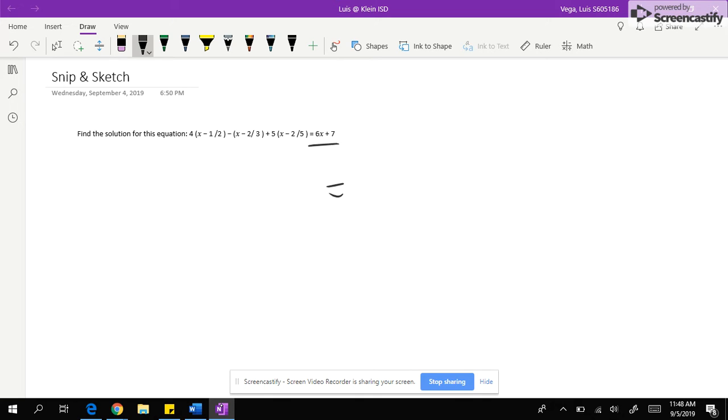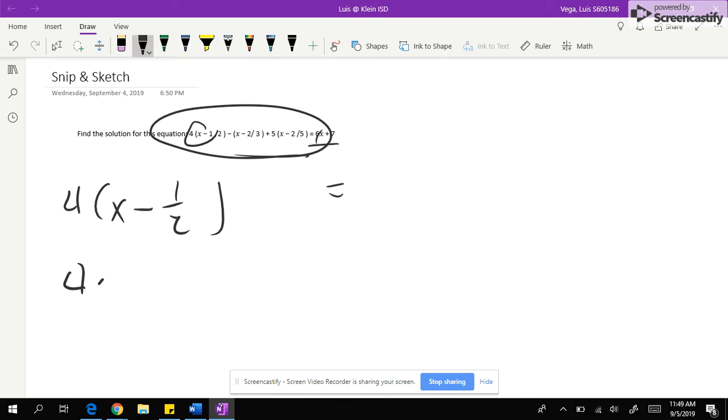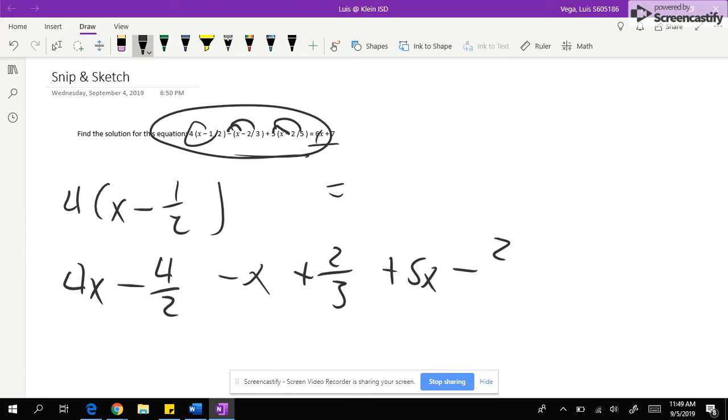So it's saying that a variable here that multiplies by 6 and you add 7 is gonna equal all of this, which you need to find the variable that makes this equation true, right? So first thing you would do is distribute, right? So you have this, so you would do 4x, minus 4 over 2, which you can reduce to negative 2 if you want, and then you have x to distribute the negative as well. So you do x plus 2 over 3 since you're distributing a negative, and then you distribute the 5, which would be plus 5x minus 10 over 5, which is basically 2 as well.